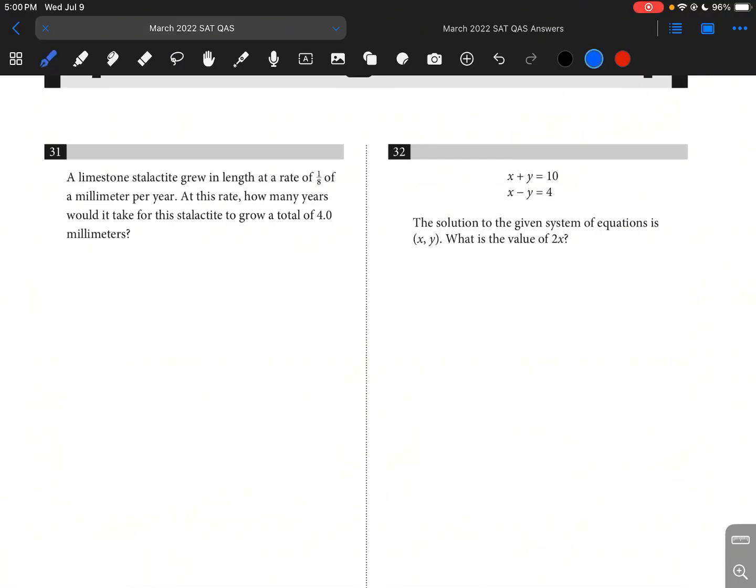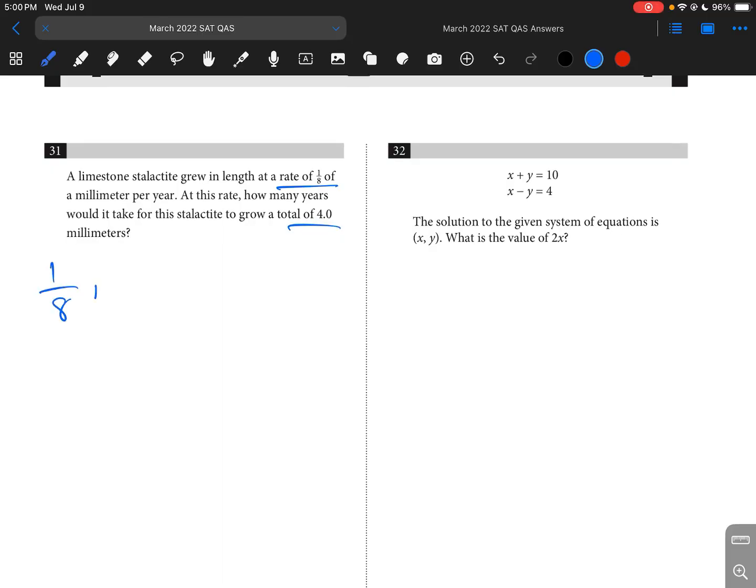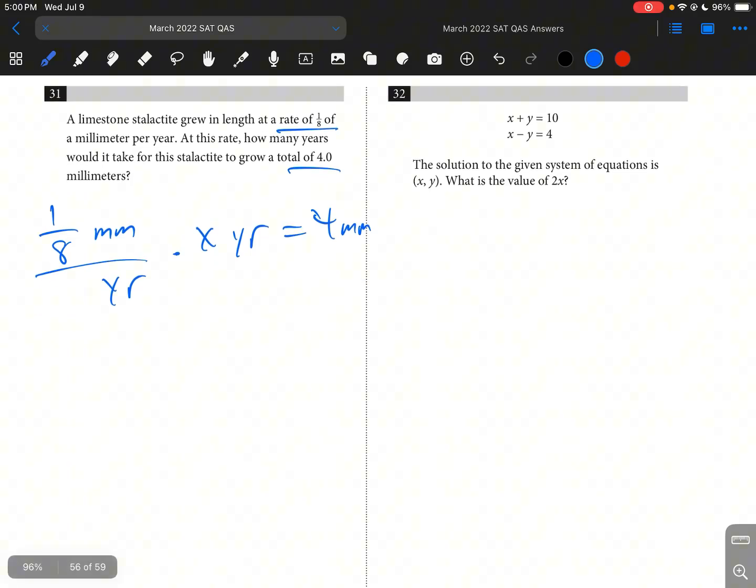All right, 31. A limestone stalactite grows at a rate of 1/8 of a millimeter per year. How many years would it take for this to grow a total of 4 millimeters? Okay, so you grow 1/8 millimeter per year. How long does it take to get 4 millimeters? So just solve for x. So 1 over 8 times x is equal to 4. x is equal to 8 times 4, which is 32. 32 years.